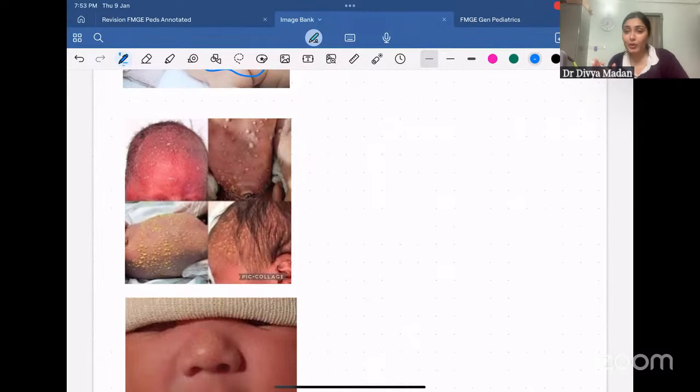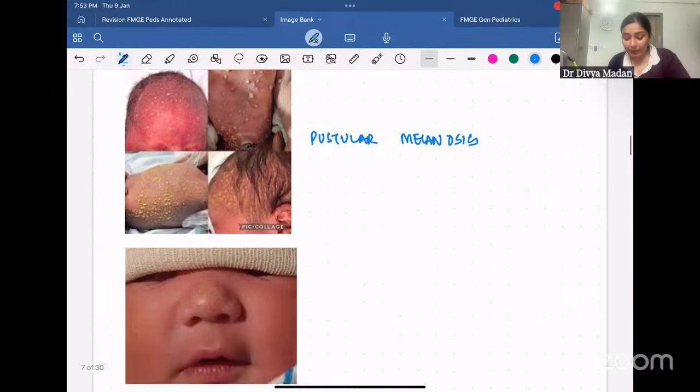If you take a biopsy of these lesions, they are filled with neutrophils. These are known as pustular melanosis. This is also a benign condition. You don't need to puncture these lesions or do I&D of these lesions. You just have to maintain good hygiene, right?